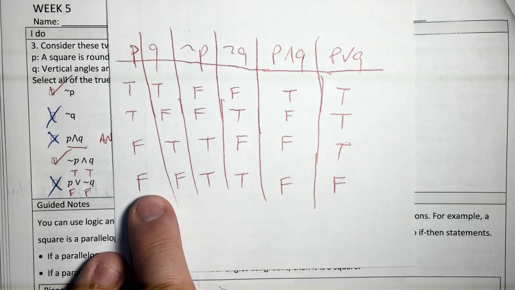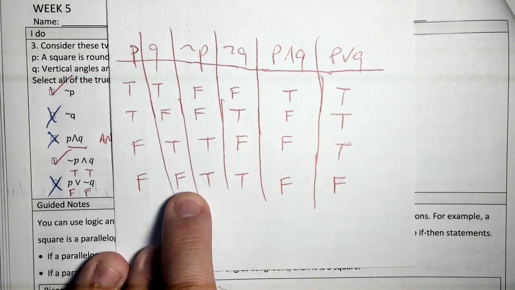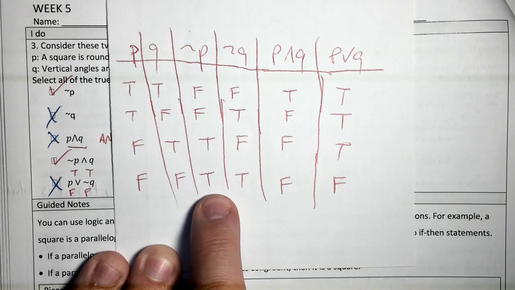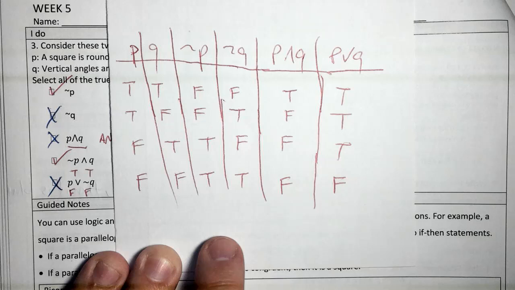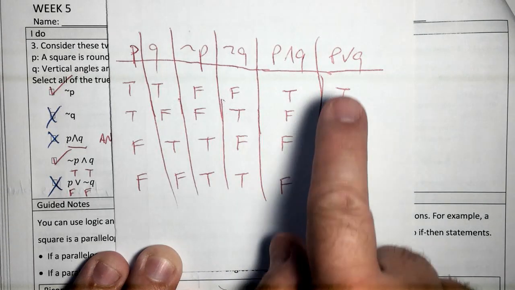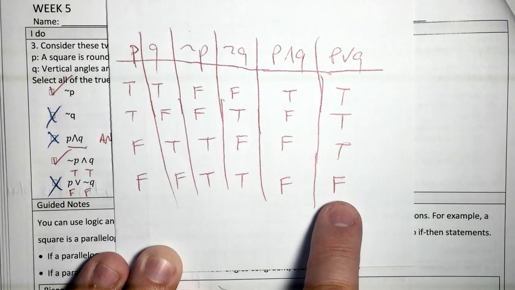Down here, last example, P and Q both being false. Not P, not Q both have to be true because they're the opposite. P and Q false. P or Q, they're both false, so false.